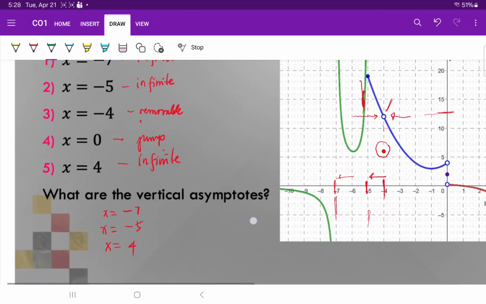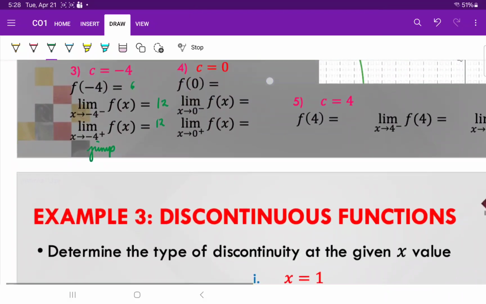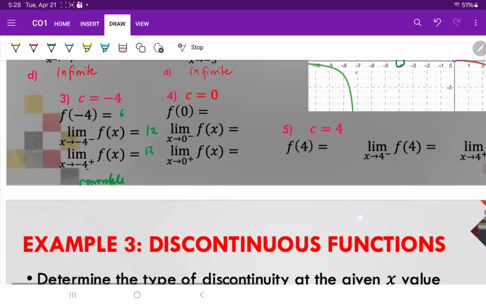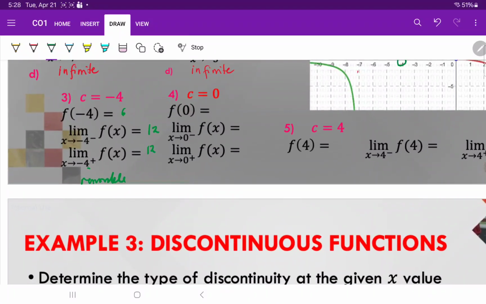The two-sided limit exists, but no, it's removable. Sorry, it should be removable discontinuity. Again, why is it removable? Because the two-sided limit exists, but it's not equal to f of c. Not equal to f of negative 4.